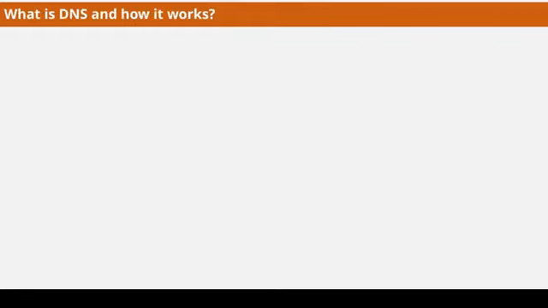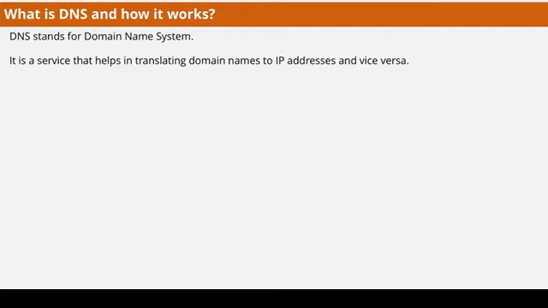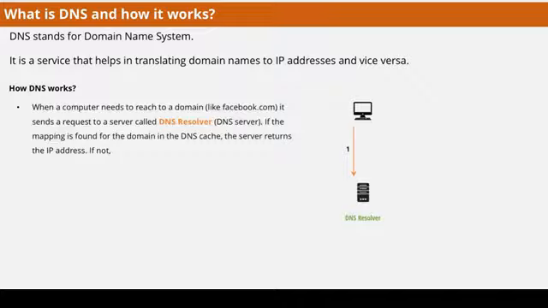What is DNS and how does it work? DNS stands for Domain Name System. It is a service that helps in translating domain names to IP addresses and vice versa. And how does DNS work? When a computer needs to reach to a domain, for example, facebook.com, it sends a request to a server called DNS resolver. If the mapping is found for the domain in the DNS cache, the server returns the IP address.